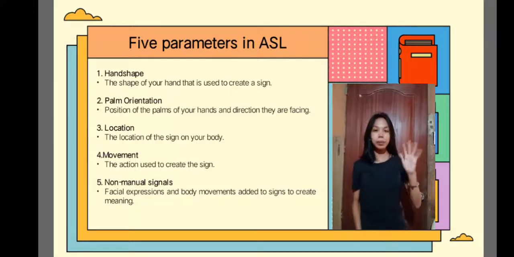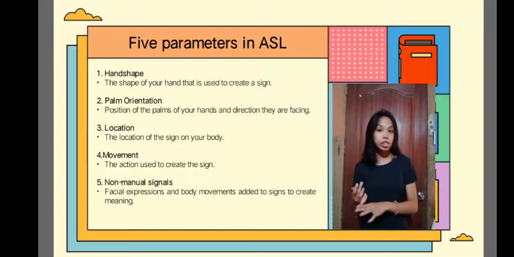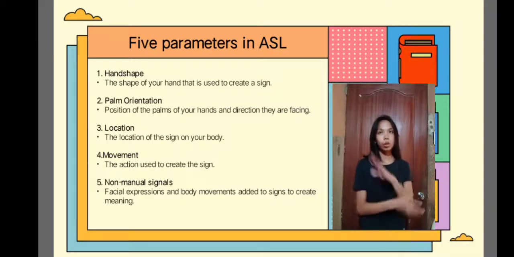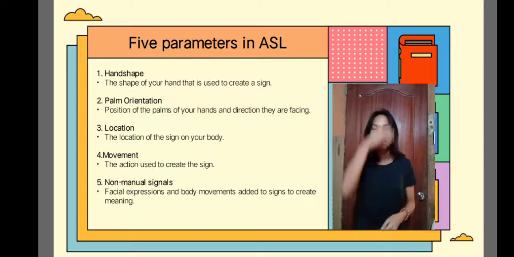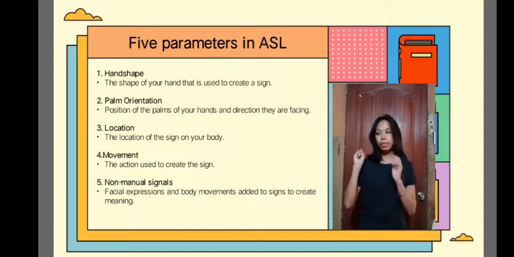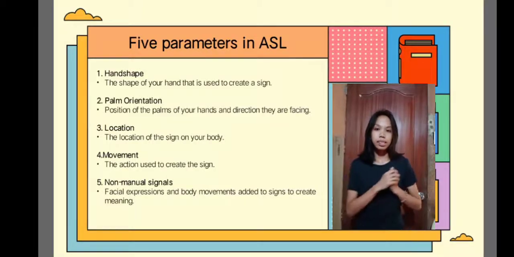The last parameter is the non-manual signals, which are facial expressions and body movements added to signs to create meaning. I have here two examples. All parameters are identical except the facial expression. First is not yet, which is this one. This is the sign for not yet. Next is late.